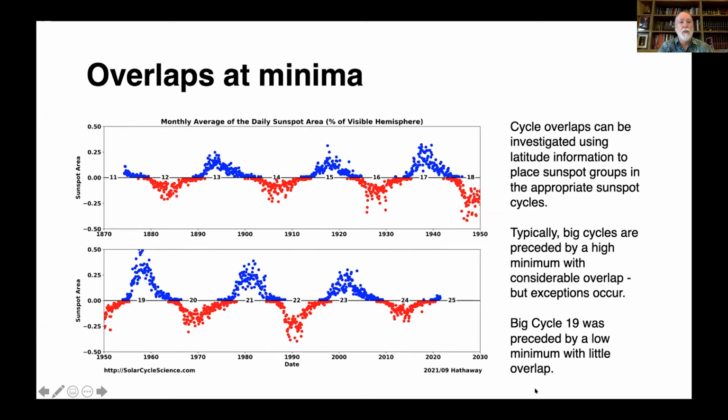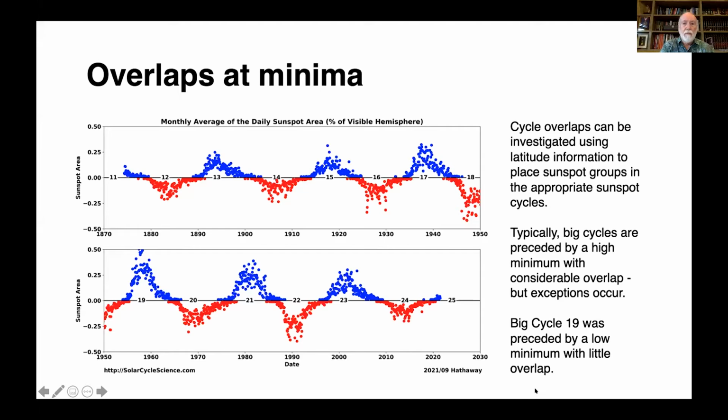So here is sunspot area as a function of time. I've separated the cycles as I've shown in the last slide. The odd cycles are in blue and plotted positively. The even cycles are in red and plotted negatively. Each is offset by about 0.01%, so that they don't lie on top of each other at minima. But you can see from this the overlap at minima from cycle to cycle. It's typically something on the order of 1.5 years or so.